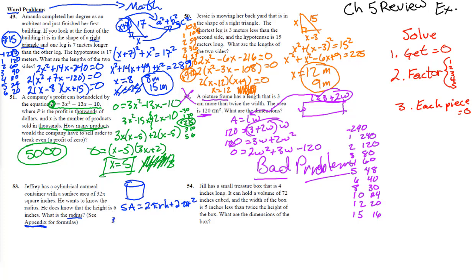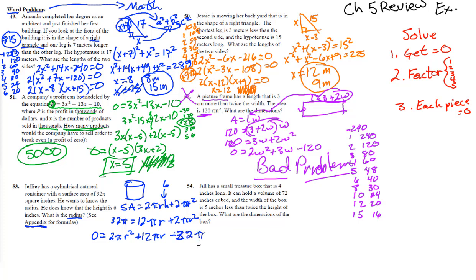So he wants to know what the radius is, and he does know that the height is 6. So he has 32 pi, that's the surface area, equals 2 times pi times r times h. Now h is a 6. So he has 12 pi r plus 2 pi r squared. Ooh, yuck. This is a polynomial equation. We're going to get it equal to 0. So we're going to subtract off 32 pi from both sides. So we have 0 equals 2 pi r squared plus 12 pi r minus 32 pi.